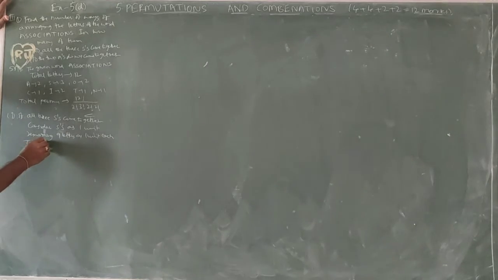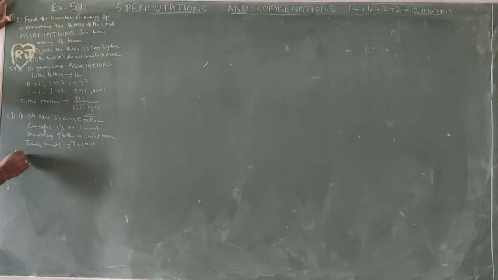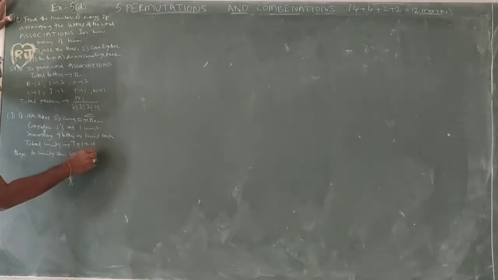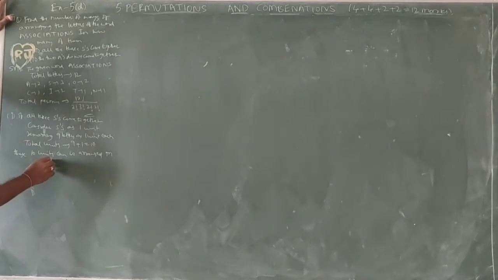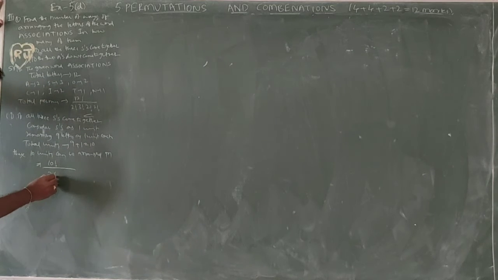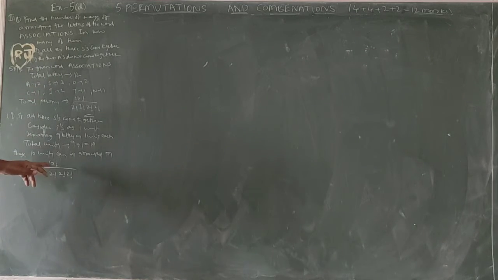Total units equal to 9 plus 1 equal to 10 units. So these are the 10 units. These 10 units can be arranged in 10 factorial, divided by the repeated letters other than S: 2 factorial, 2 factorial, 2 factorial.